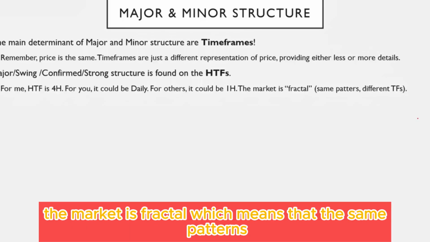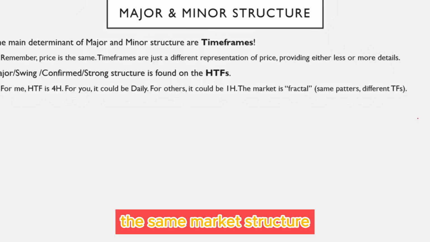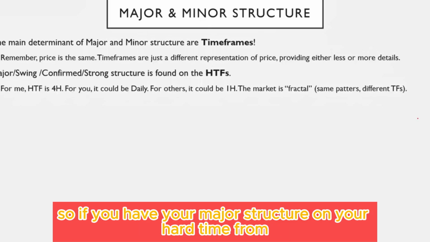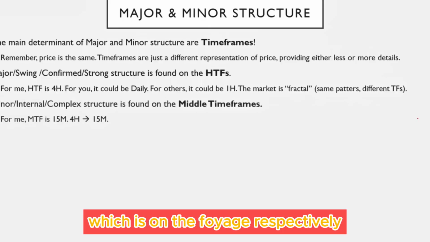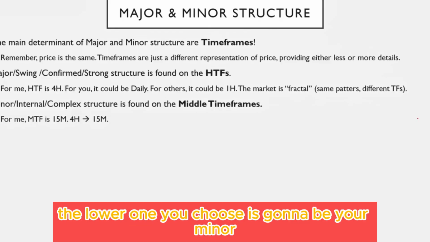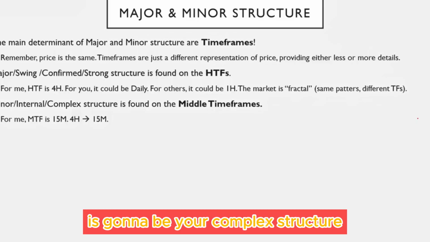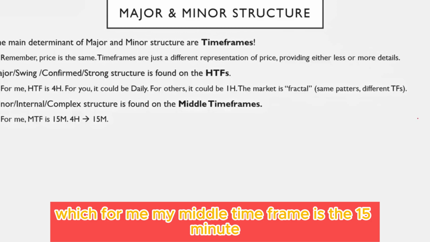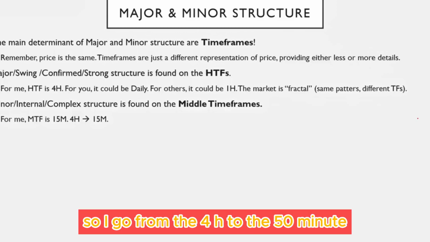The market is fractal, which means that the same patterns, the same market structure, the same stuff is going to be repeated across all the time frames. So if you have your major structure on your hard time frame, which is the 4H, respectively, the lower one you choose is going to be your minor, your internal structure, your complex structure. This is what we find on our middle time frames, which for me, my middle time frame is the 15-minute.